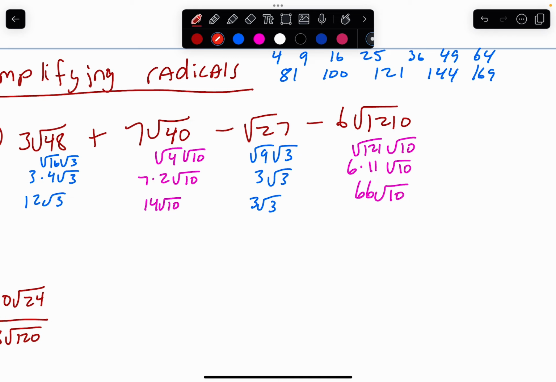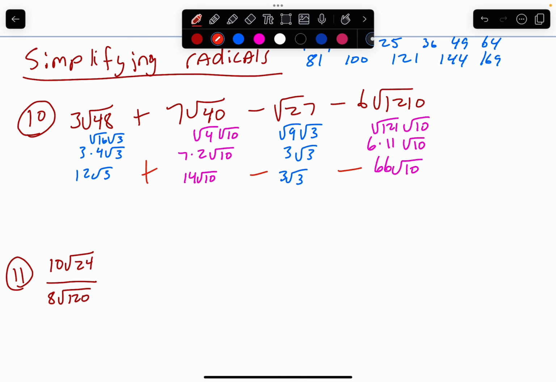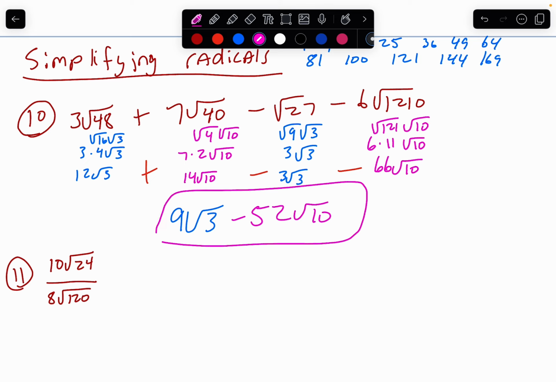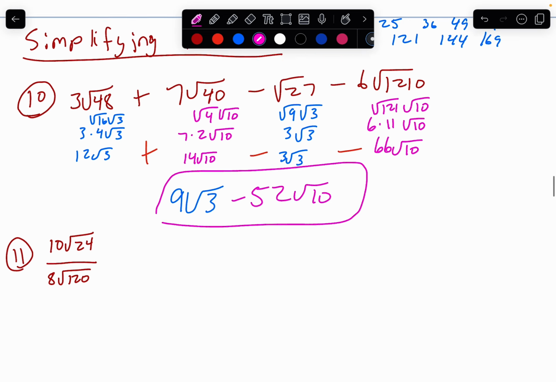And what are our operations here? Plus, minus, minus. So combine like terms, we have 12 root 3 and 3 root 3. That is 5. Oh, we're subtracting. 12 root 3 minus 3 root 3 would be 9 root 3. And then we have 14 root 10 minus 66. So what is 66 and 14? How far apart are those? 66, 56, 52? Would be minus 52 root 10. And that would be our answer here. You can't go any further. 9 root 3 minus 52 root 10.